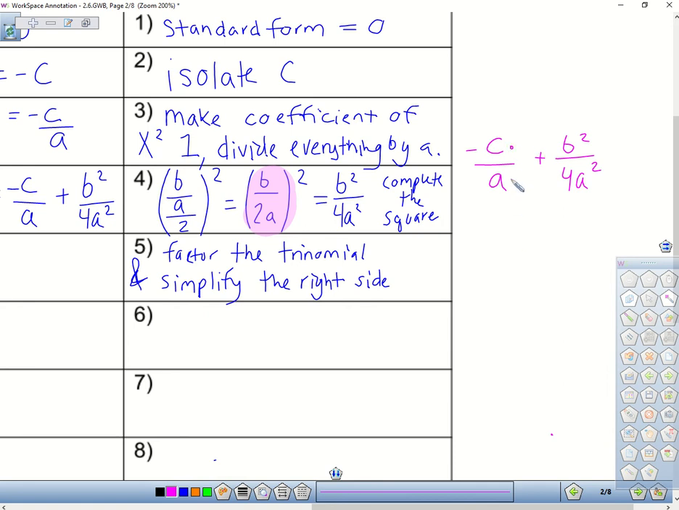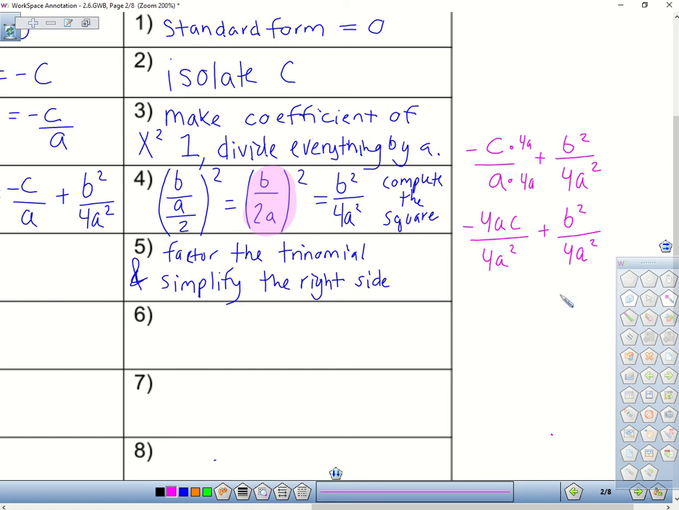4a. Good. We have to multiply the numerator and denominator of this fraction by 4a. And in doing so, I now will have a common denominator. And this is going to become negative 4ac over 4a squared plus b squared over 4a squared. So now we have a common denominator.